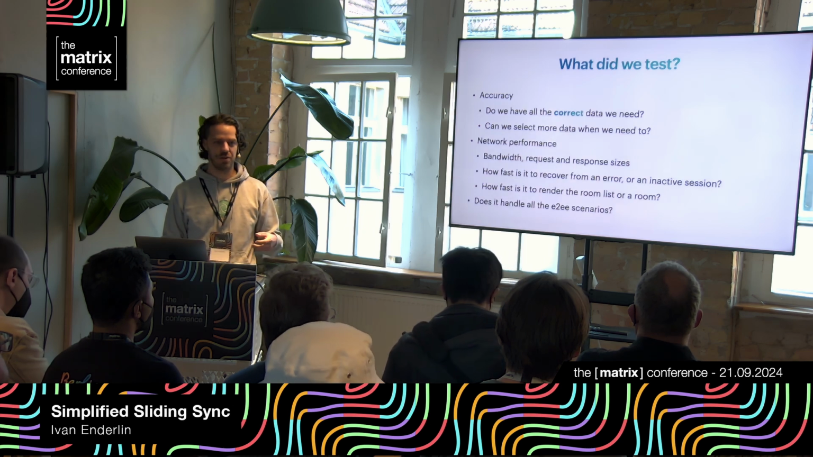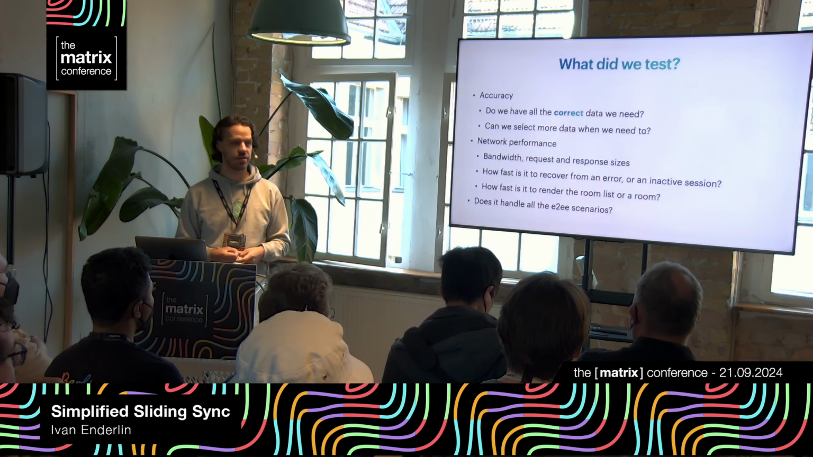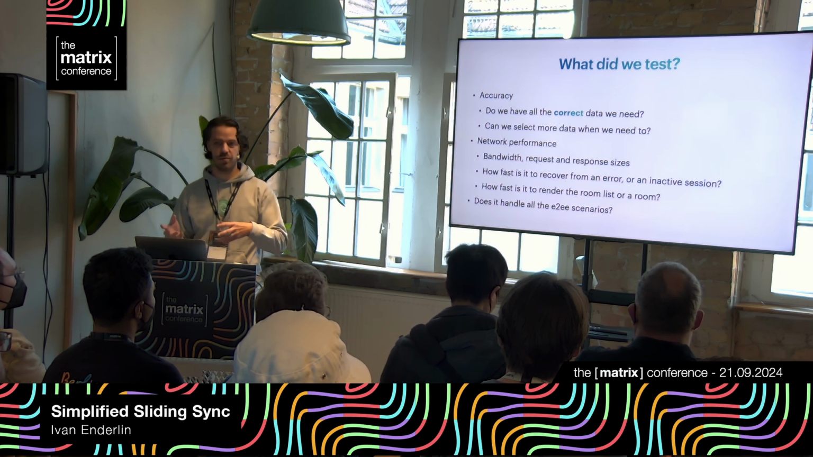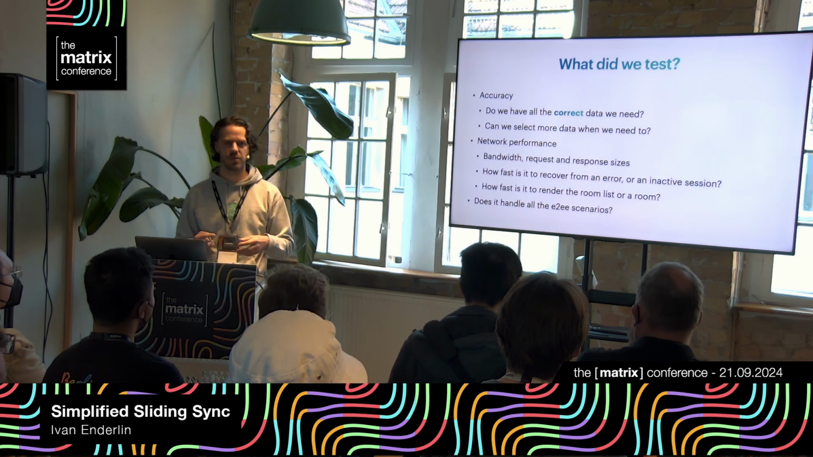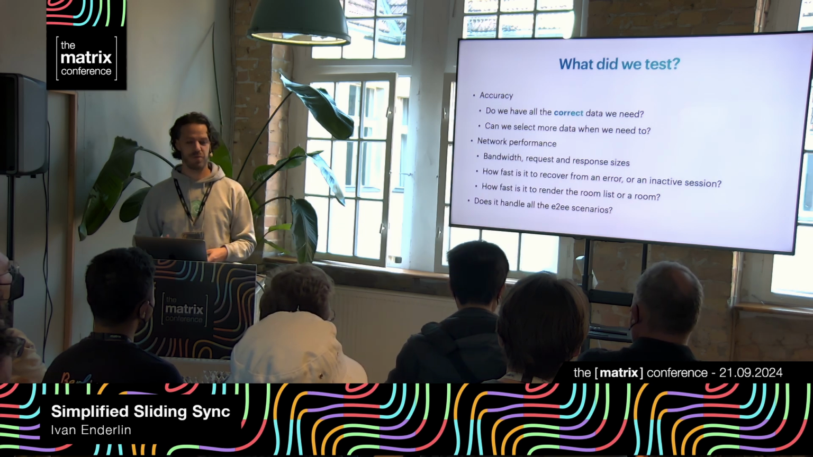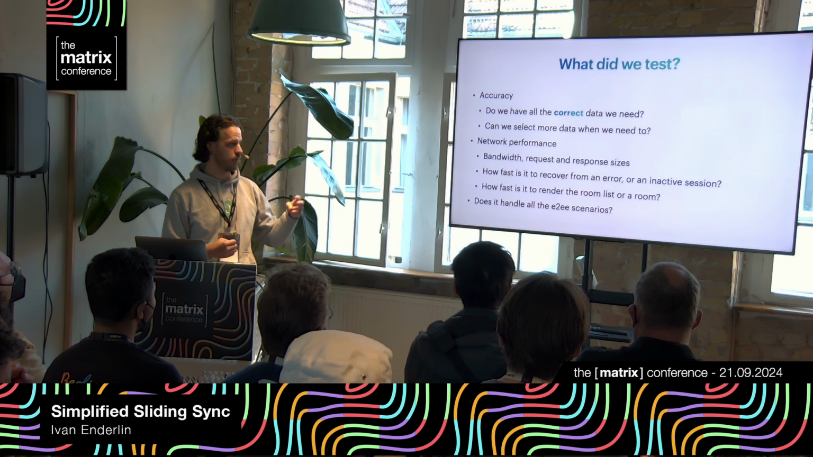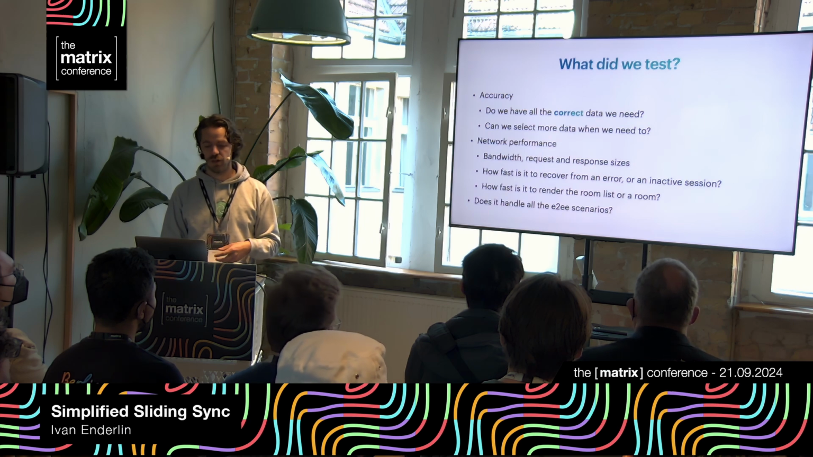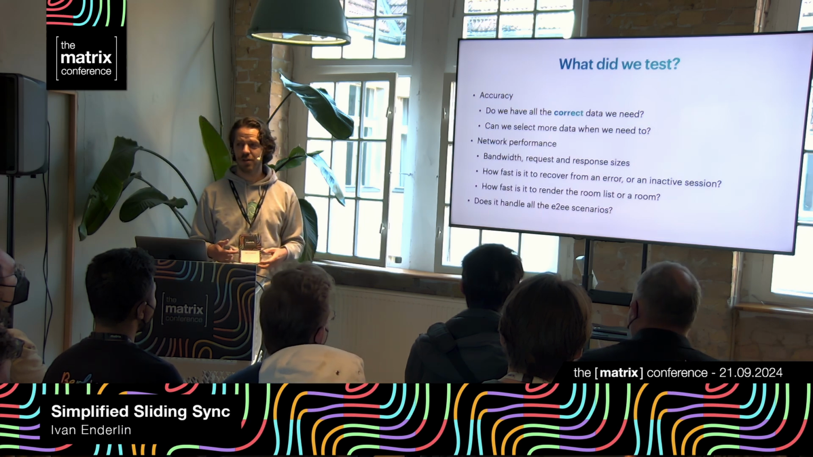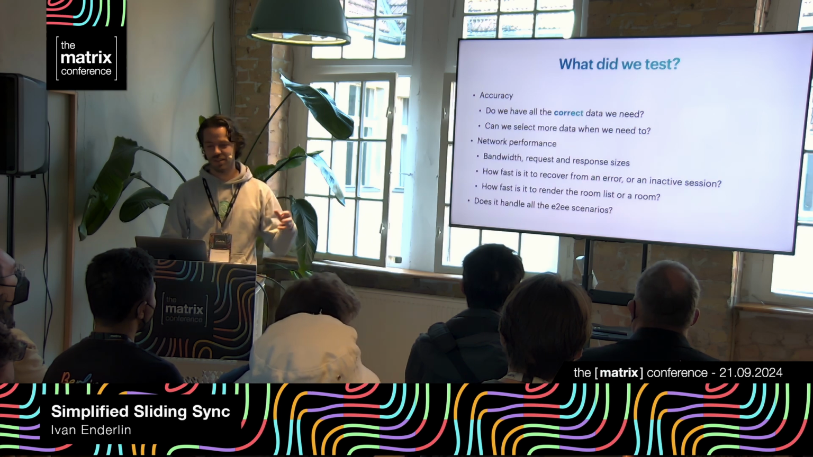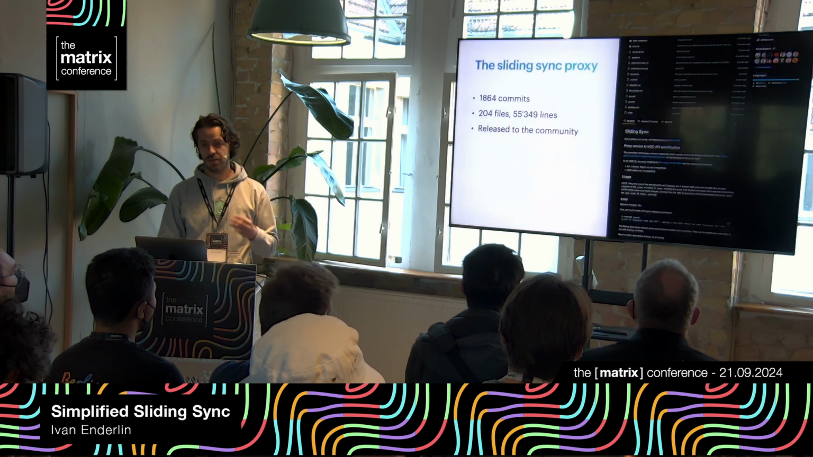So what were we testing? First, accuracy. Did all the data work correctly? And can we select more data when we need to, or less data? For example, if the network is a bit crappy, can we reduce the amount of data we would like to load? Network performance, so bandwidth: we were looking at request and response sizes. How fast is it to recover from an error, because networks are pretty unstable, and stuff like that.